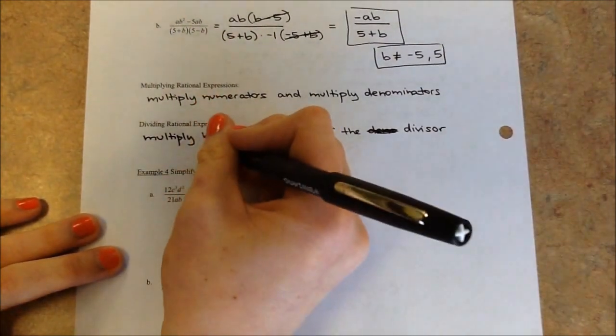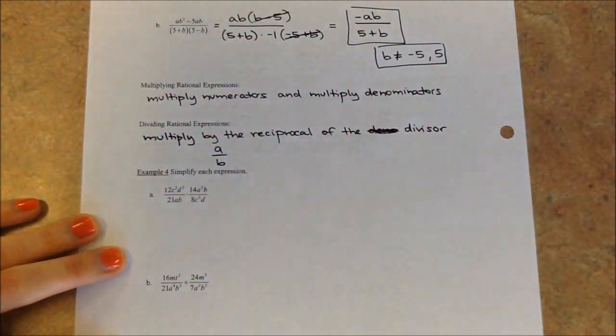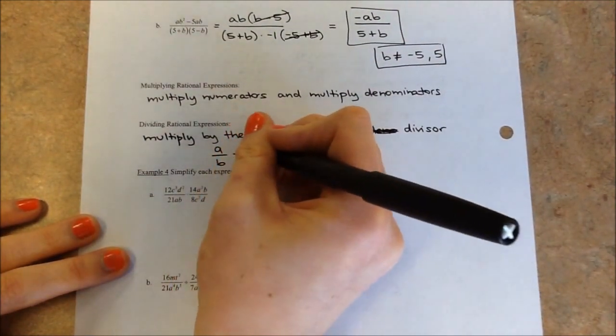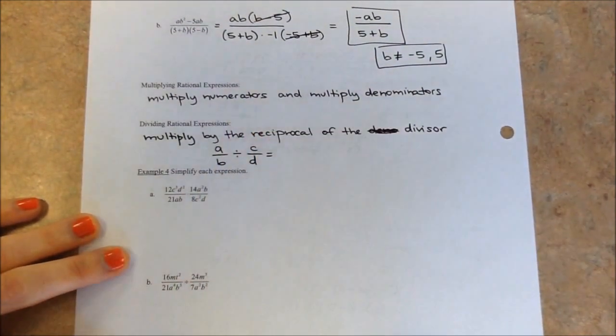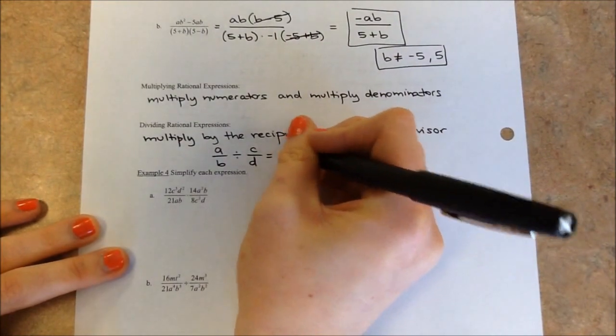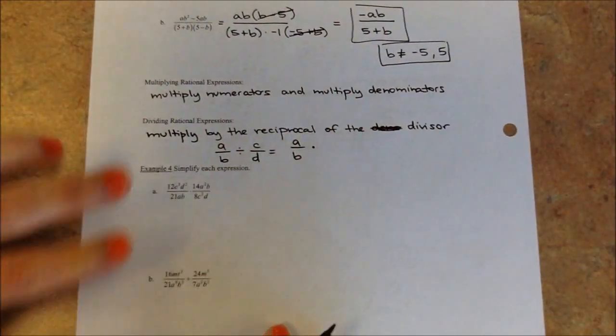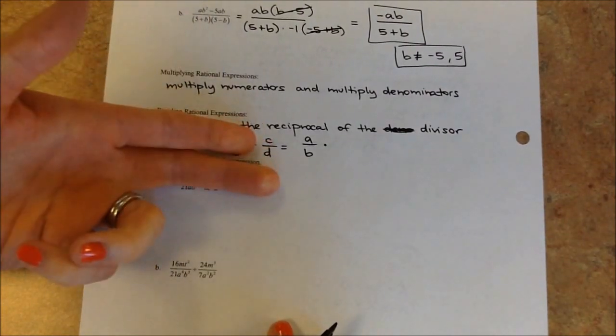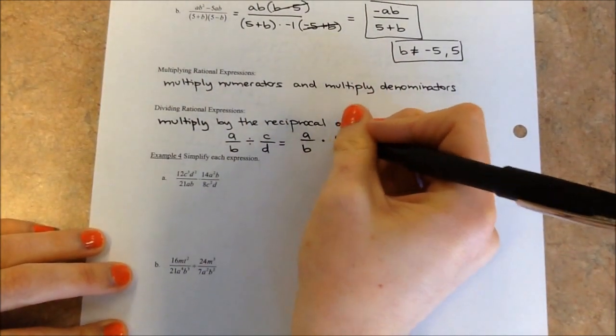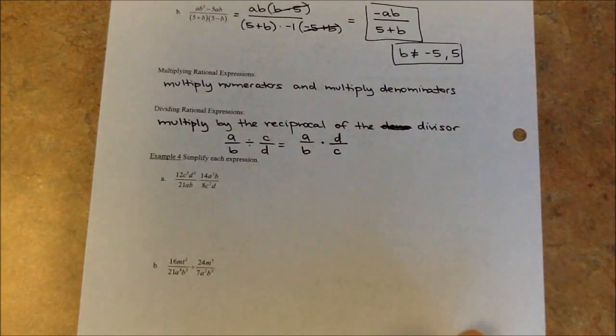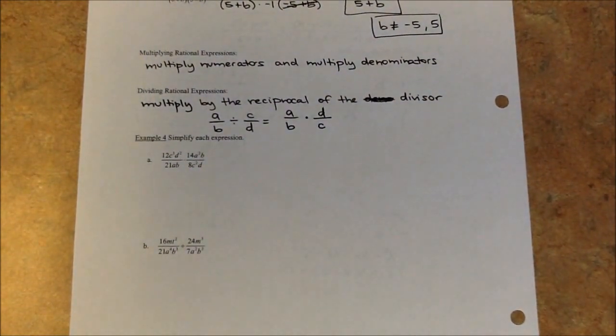Okay, so for example, if I have a over b, let's say that's one rational expression, and I'm dividing it by c over d, it's the same to do this. I keep the first one, I keep the a over b just the way it is, but then I'm going to multiply by the reciprocal, which means I'm going to multiply by this piece right here, but just flipped. So instead of c over d, d over c. So it's like that flip the guy and multiply that you guys have heard before.